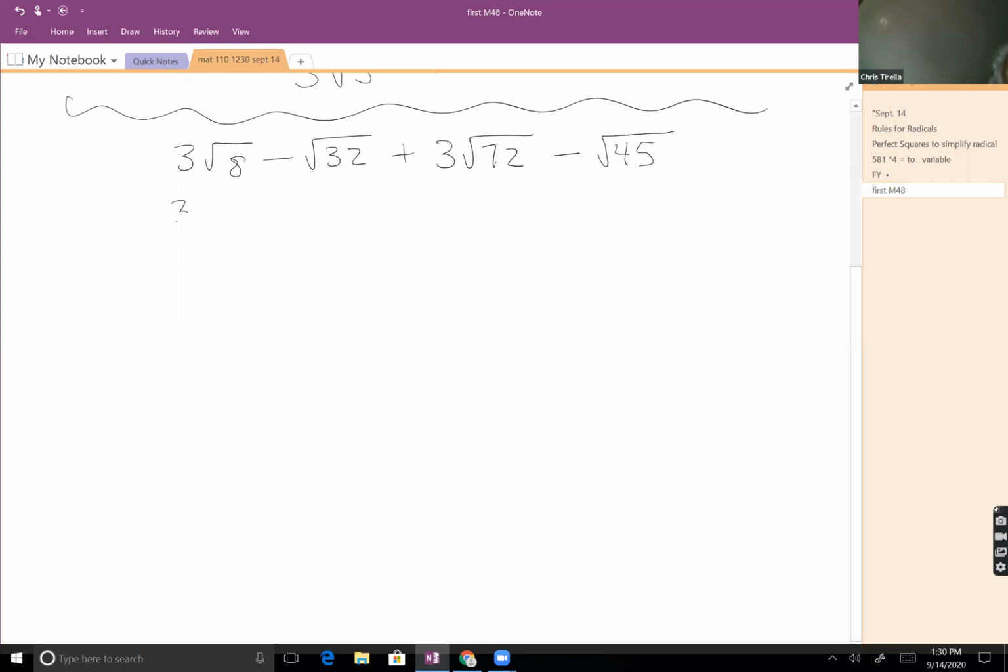Anybody have an idea as to what we should do with that 8? How should we factor it? 4 times 2. That gives me 3 times the square root of 4, which is 2, times the square root of 2, or 6 square roots of 2.